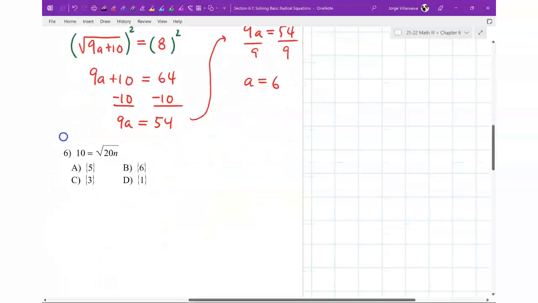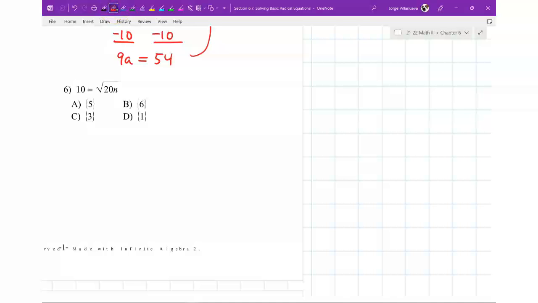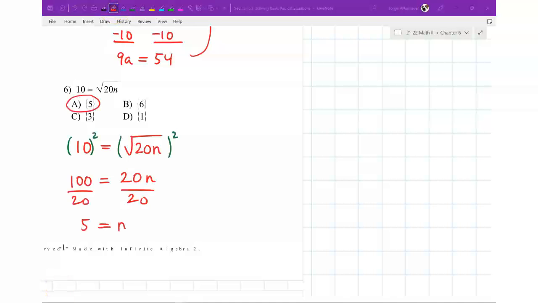So let's look at number 6. Let me have you guys work on this on your own. I'm going to give you about a minute. So let me show you guys the solution. This is what it should look like. You would have gotten 10 equal to radical 20n and squared both sides. In squaring both sides, 10 squared becomes 100, and the square root of 20n squared becomes 20n. You'll divide by 20 on both sides. 100 divided by 20 is 5. So your answer would have been 5.